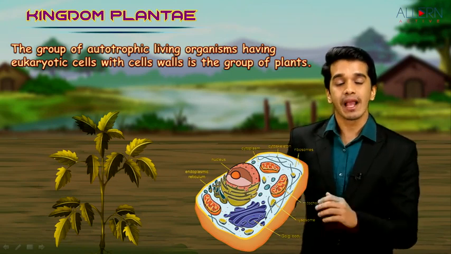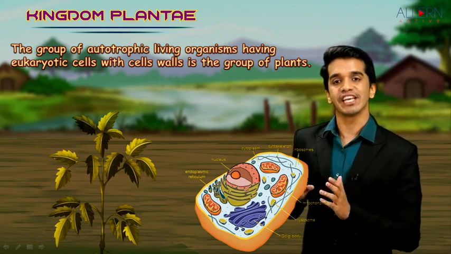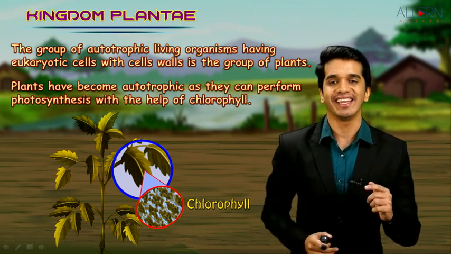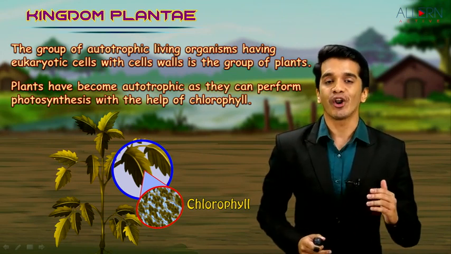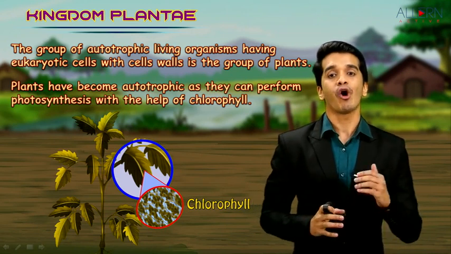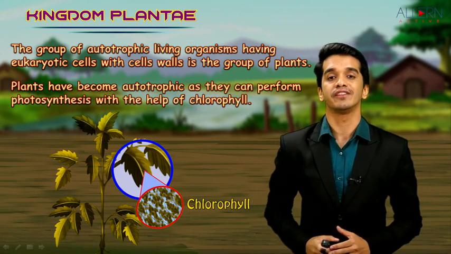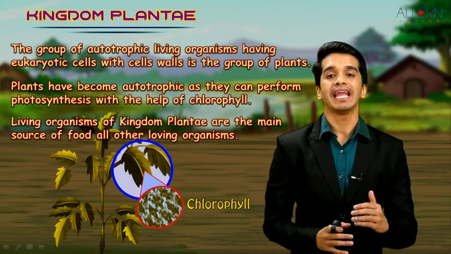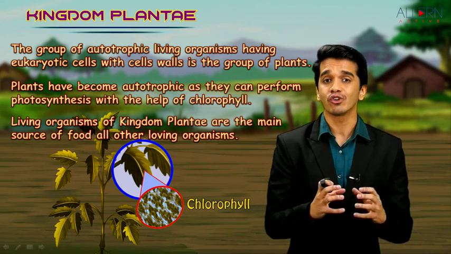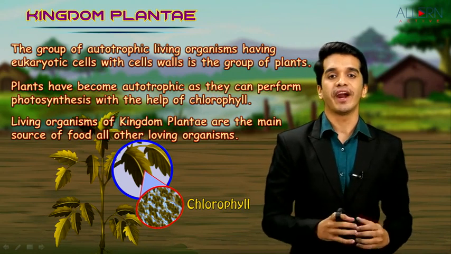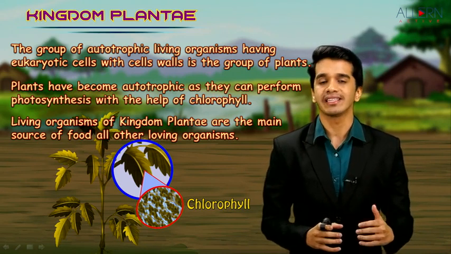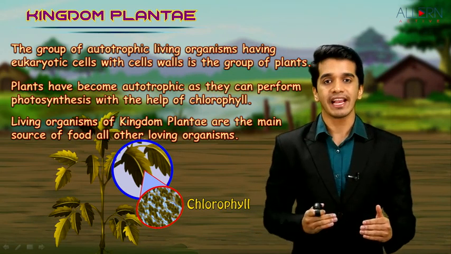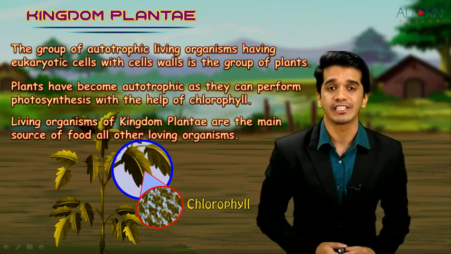If you see these cells, the cell organelles are embedded, that means this is a eukaryotic cell. If I magnify this part of the leaf, the color is green because the plant can prepare its own organic food. That means plants have become autotrophic as they can perform photosynthesis with the help of chlorophyll and sunlight. Living organisms of kingdom Plantae are the main source of energy and nutrients, because plants provide carbohydrates, minerals and proteins for all living organisms in this world. Every organism, directly or indirectly, depends on plants for its nutrition.